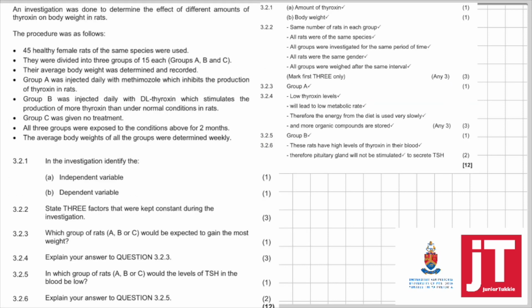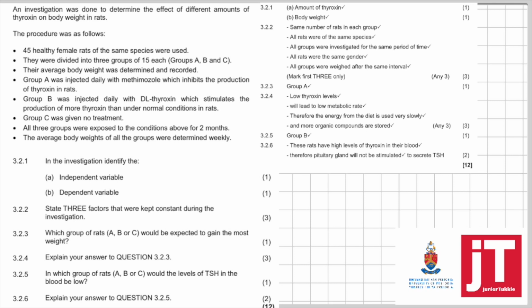Right. 3.2. An investigation was done to determine the effect of different amounts of thyroxine on the body weight in rats. The procedure was as follows. 45 healthy female rats of the same species were used. They were divided into 3 groups of 15 each. Groups A, B, and C. Their average body weight was determined and recorded. Group A was injected daily with methimazole, which inhibits the production of thyroxine in rats. Group B was injected daily with D-L-thyroxine, which stimulates the production of more thyroxine than under normal conditions in rats. Group C was given no treatment. All 3 groups were exposed to the conditions above for 2 months. The average body weights of all the groups were determined weekly.